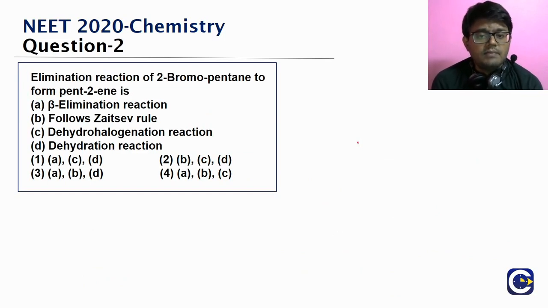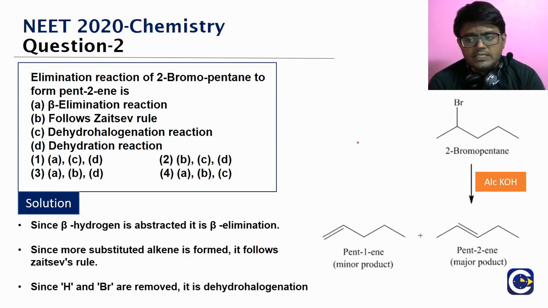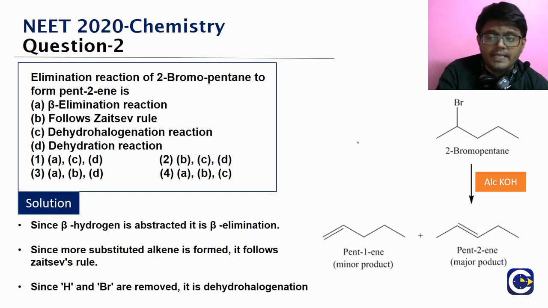This is a question based on the elimination reaction. We will get this in the hydrocarbon chapter in +1, as well as in the alkyl halides and aryl halides chapter in +2. The elimination of 2-bromo-pentane to form pent-2-ene. What is this elimination we are looking at here? Elimination in the presence of alcoholic KOH. We call it dehydrohalogenation.